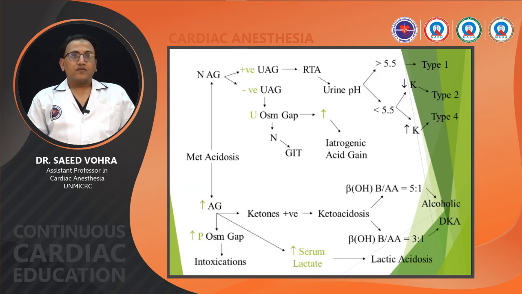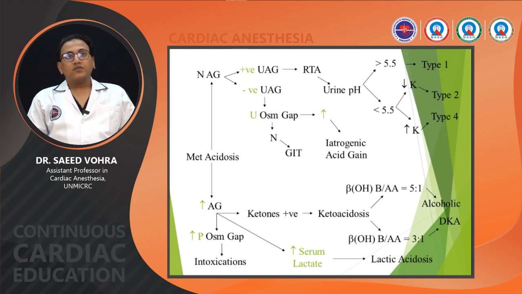So, if there is a metabolic acidosis and the anion gap is increased, then if ketones are positive, it is ketoacidosis. If the plasma osmolar gap is also increased with the increase in anion gap, then it is intoxication. If the increase in anion gap is with an increase in serum lactate, then it is lactic acidosis. If it is ketoacidosis, and the beta hydroxybutyric acid to acetoacetate ratio is more than 5:1, then it is alcoholic. If the beta hydroxybutyric to acetoacetate ratio is 3:1, then it is DKA.